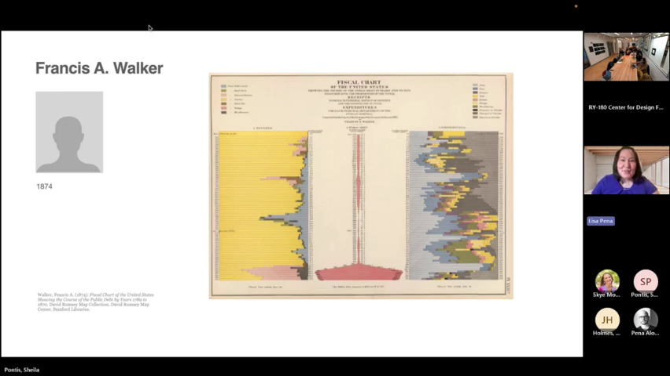And the last one I have for you is Francis Walker. He was a statistician, and he also created these works for the Atlas of the United States. He gathered the data from the 9th census in 1870 and published it in 1874. This work is a bar chart, which we've seen before from Playfair, but what I liked about it is it combines years, debt, revenue, and expenditures by department.